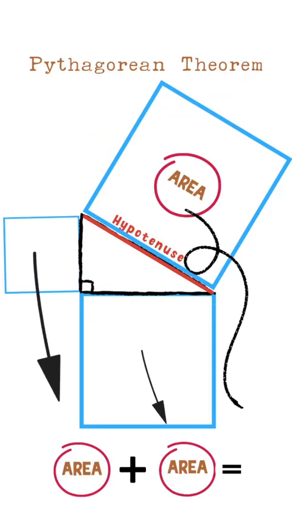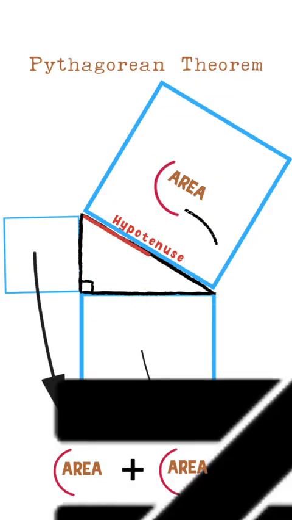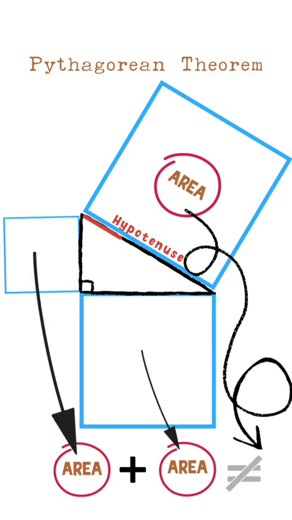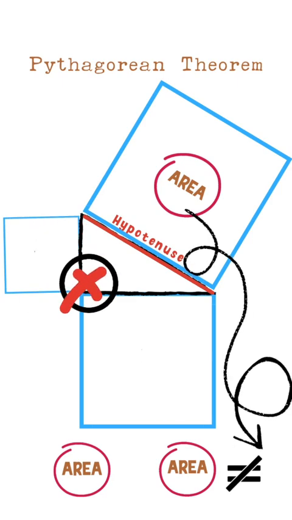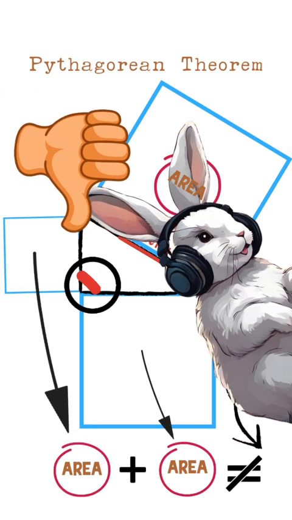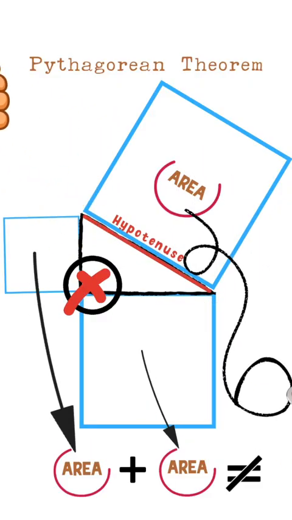So what if the sum of the squares of the legs doesn't equal the square of the hypotenuse, the long side? Do you know, Ziggy? Then it isn't a right triangle. Right. It is not a right triangle.